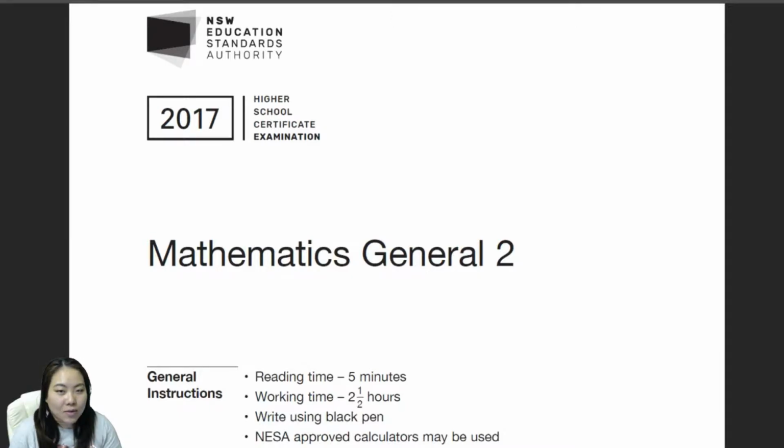Hello everybody, welcome back. I've decided to start a series where I just do all of the questions in the past HSC papers. Starting with the standard maths, now it's called, not general maths anymore. This is the 2017 HSC paper.